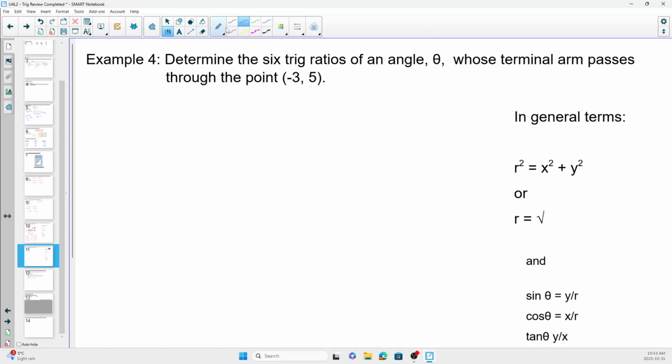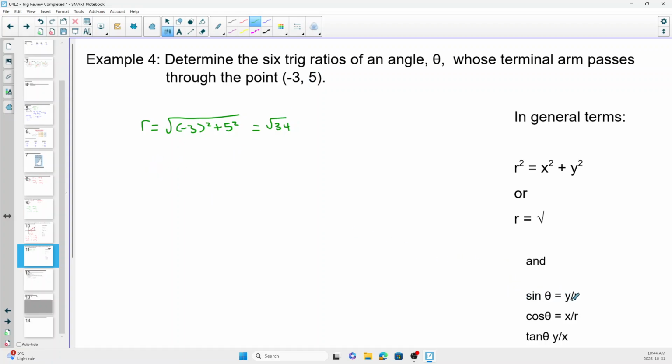The first thing we need to do is figure out the value of the radius using this formula here. So r is going to be equal to, oh, we lost our second part of the formula, but that's okay, the square root of -3 squared plus 5 squared, and we actually just end up getting the same thing, which is root 34. What has changed is our x and our y. In this case, our x is -3 and our y is 5.